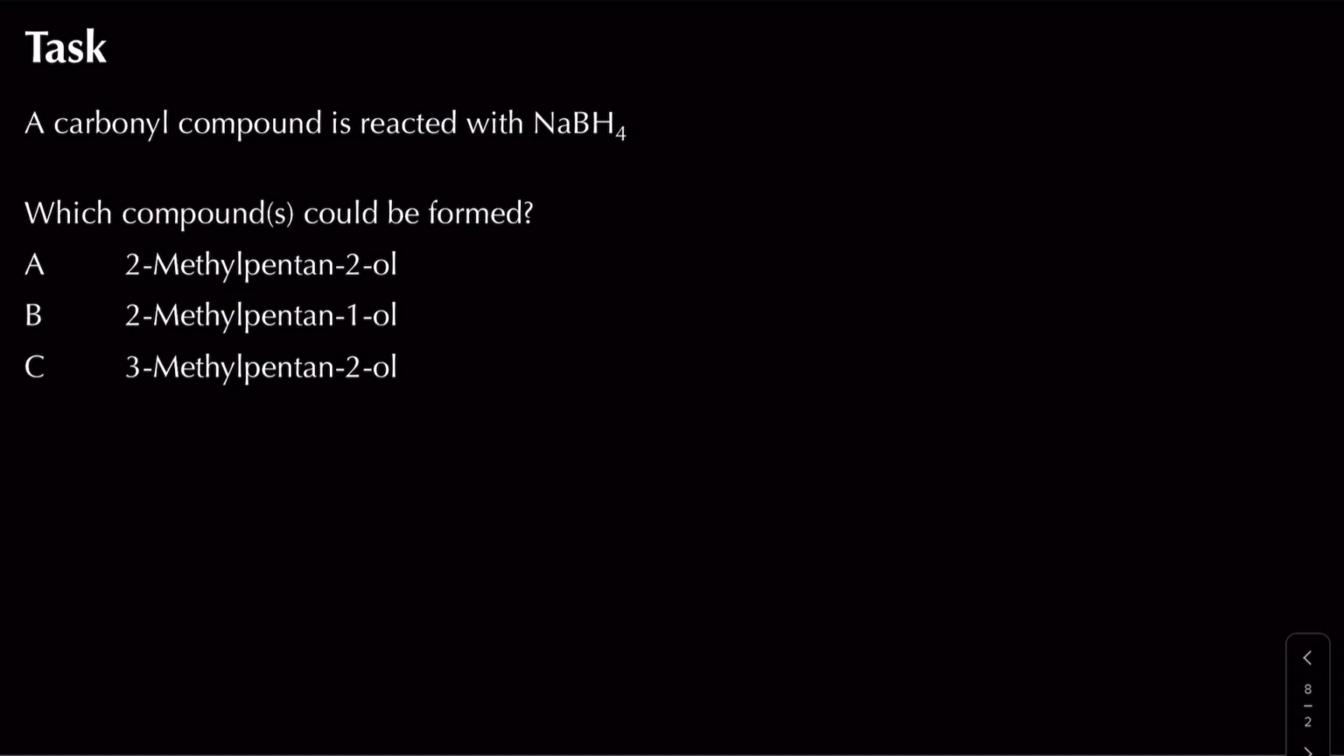So yeah, if we were to look at this, we're told a carbonyl compound is reacting with NaBH4 and which compounds could be formed. So in this case, we're reducing an aldehyde or a ketone to form a primary or secondary alcohol. We need to draw these structures out to begin with. So I've got pentan-2-ol, so that's going to be 1, 2, 3, 4, 5. They're all going to be pent, to be honest.